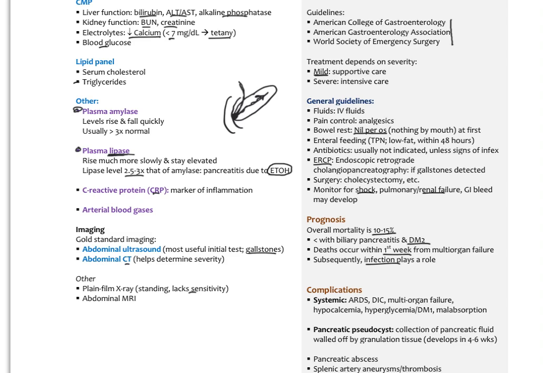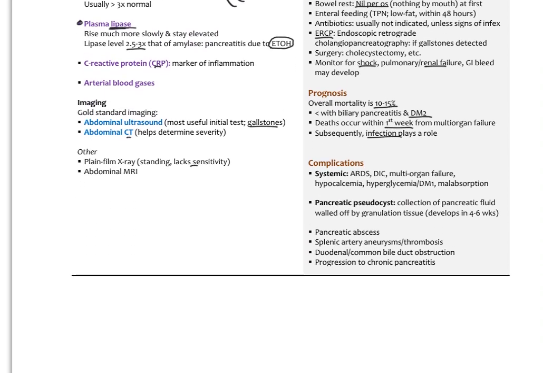So the complications, just so you know about those, would be systemic, again, acute respiratory distress syndrome, disseminated intravascular coagulation. All of the blood begins to clot in the vessels, and then it uses up all your clotting proteins, and then you bleed everywhere. Multi-organ failure, hypocalcemia we've talked about, severe type 1 diabetes and hyperglycemia, and malabsorption from lack of the enzymes. The pancreatic pseudocyst, again, this is a collection of the pancreatic fluid walled off by granulation tissue, develops in 4 to 6 weeks.